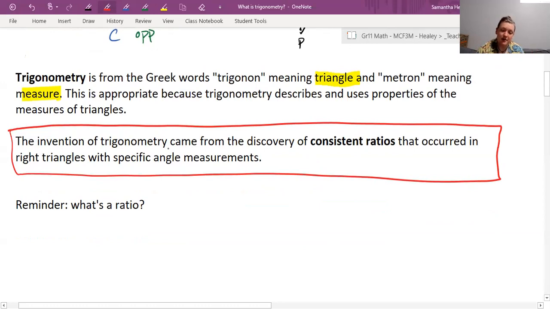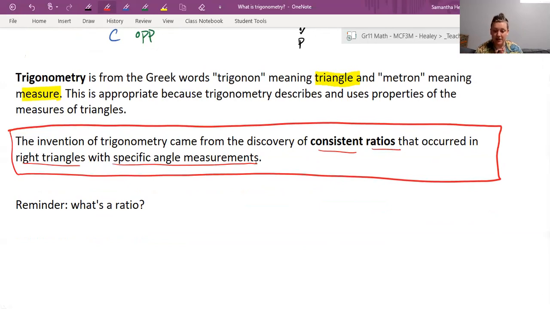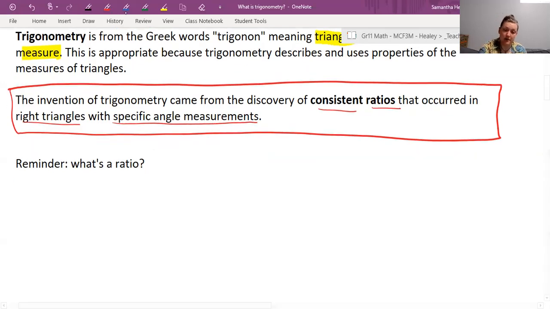The invention of trigonometry came from the discovery of consistent ratios that occurred in right triangles with specific angle measurements. If that doesn't make sense to you yet, don't worry, I'm going to show you some examples. Before we do that though, just a really quick reminder, what's a ratio? Because if I say consistent ratios, I definitely want you to understand what a ratio is.